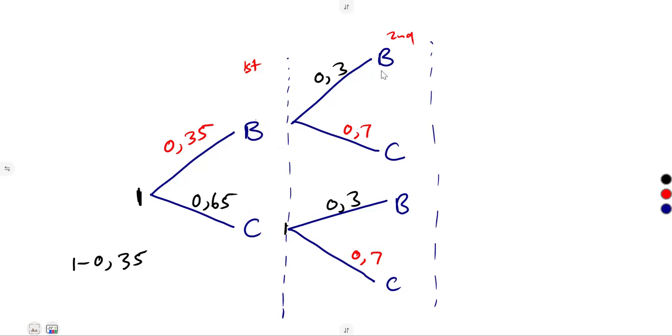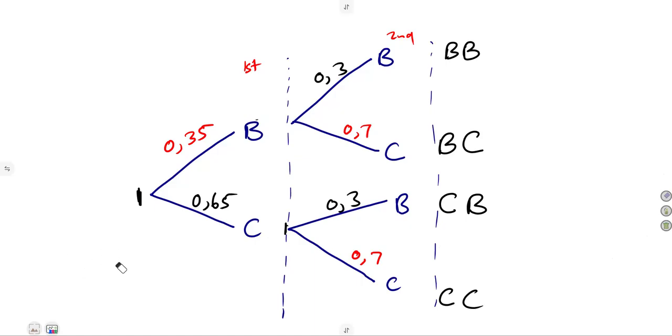Then your outcomes, B to B. So that's beef, then chicken. You can choose chicken the first night, the second night you choose beef. You choose chicken the first night, then the second night you choose chicken again. So this is what you are being asked to represent. These are the possible outcomes. So that was our question, that is the representation.